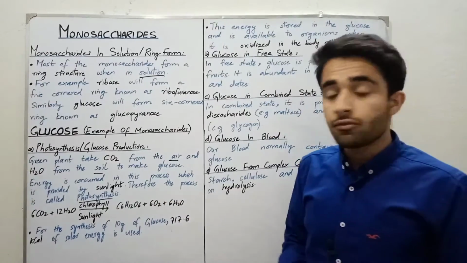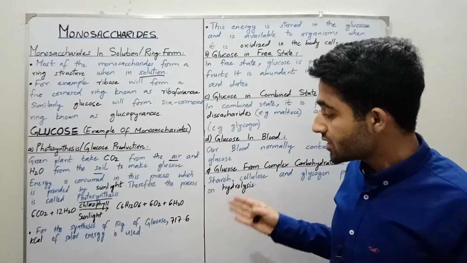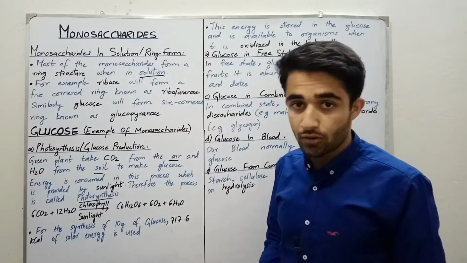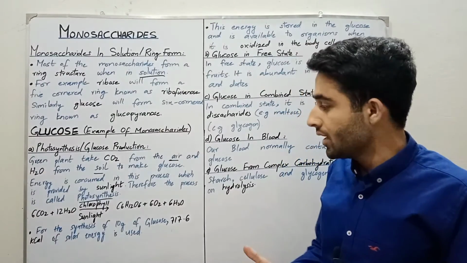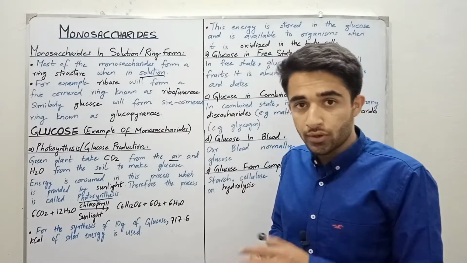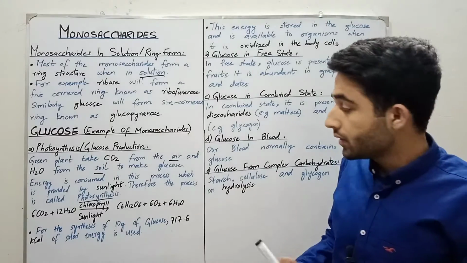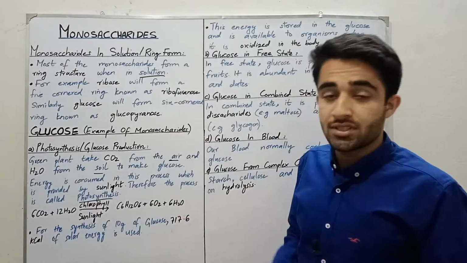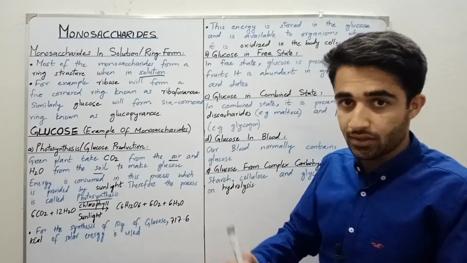For the synthesis of 10 gram of glucose, 717.6 kilocalories of solar energy is used. That is very important information, that for only 10 gram of glucose we require 717.6 kilocalories of solar energy.